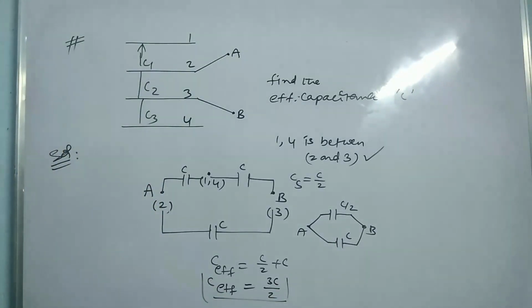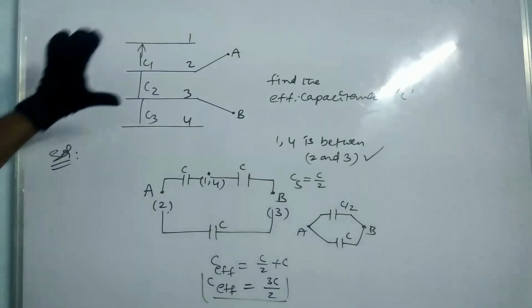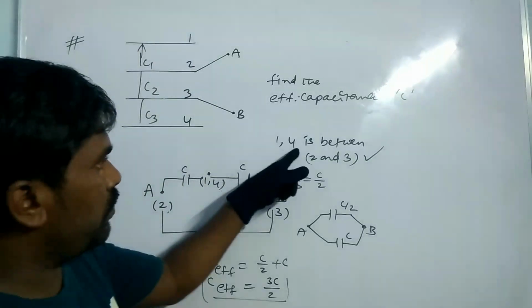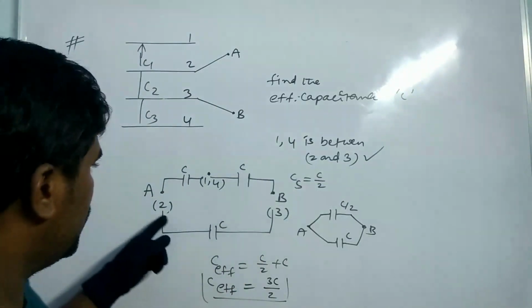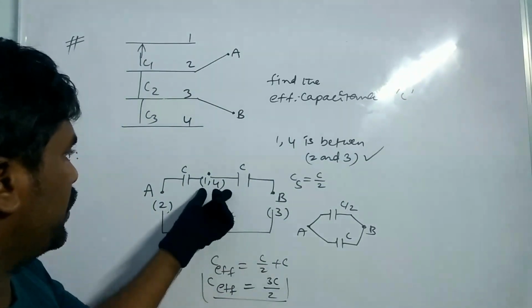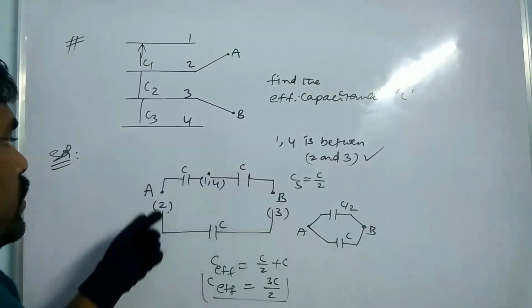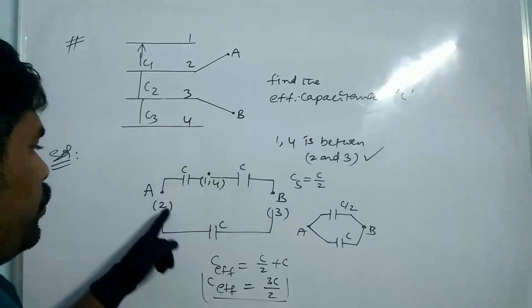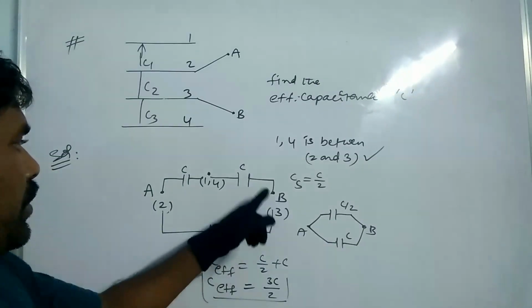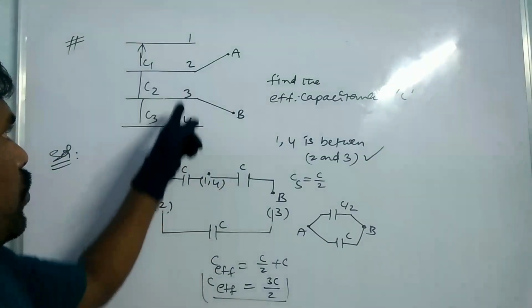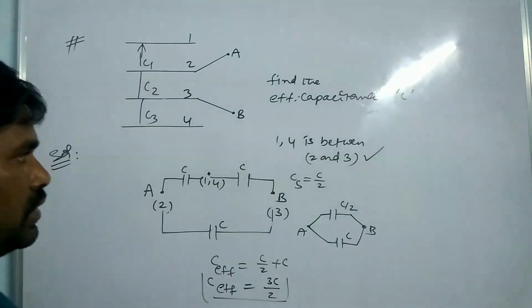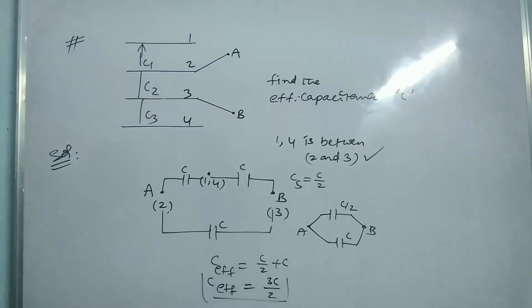Clear? Don't confuse. So here 1, 4 are between 2 and 3. Let it be 1, 4 is between 2 and 3. So this is the 2 and 3, between them there is 1, 4. So between 1 and 2 there is a capacitor, between 2 and 3 there is a capacitor, and between 3 and 4 there is a capacitor C3. From this diagram, you can easily calculate that the effective capacitance is 3C by 2 here.